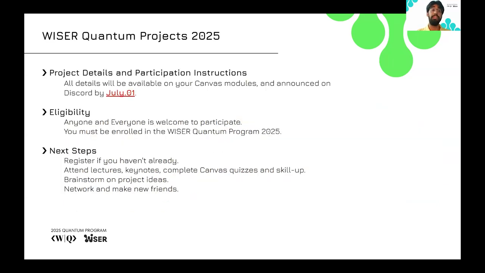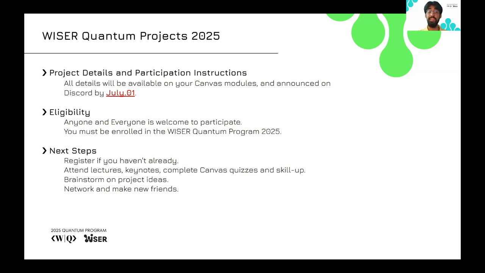And a couple of more details. All the details on how to participate would also be available to all of you on Canvas, and we'll also make announcements on Discord on July 1st. So again, bookmark that date and make sure that you are aware. If someone misses any announcements, feel free to bug us, right? So you're always more than welcome to email us and ask all your questions, or just tag us on Discord, and I'll be happy to answer your questions up there as well.